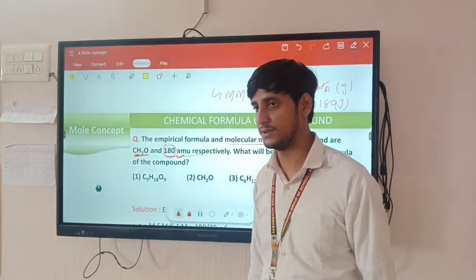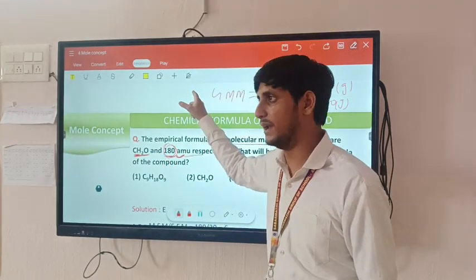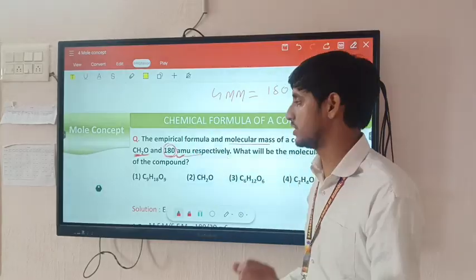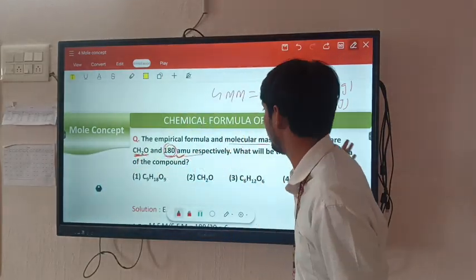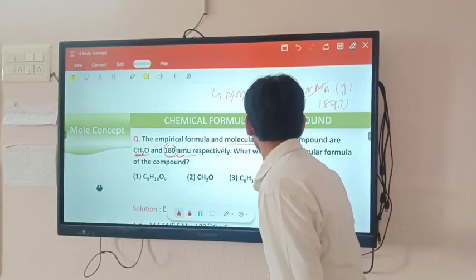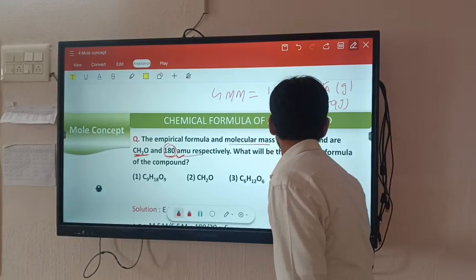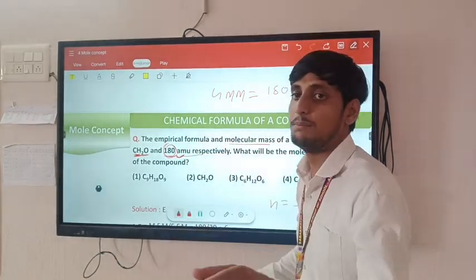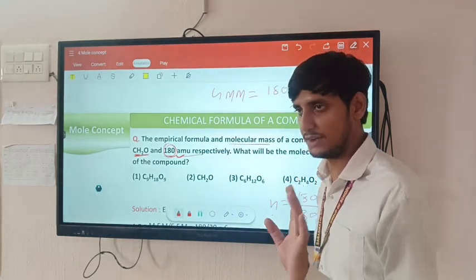What is the empirical formula mass? Empirical formula mass is 30 gram, right? 180 divided by 30 means 6, right? N equals 6. Multiply this value by 6 and you find the molecular formula. N equals 180 divided by 30, which is 6. Now empirical formula multiplied by N, you will get the molecular formula.